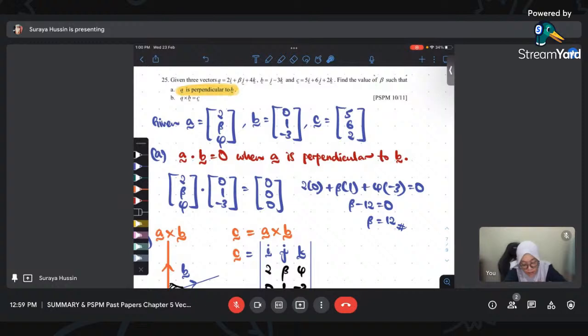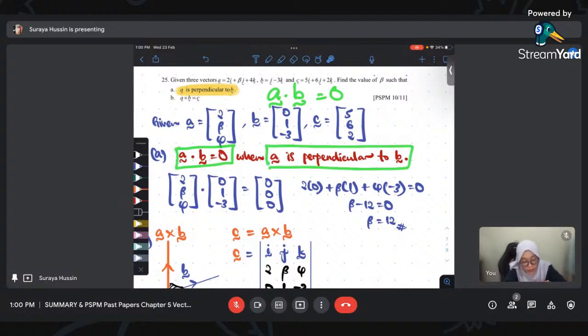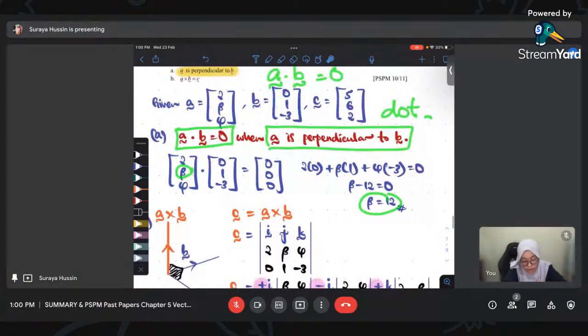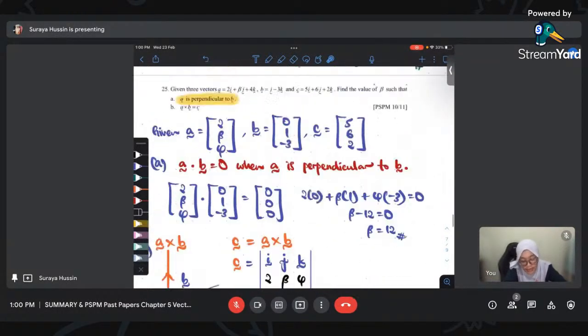So do you remember perpendicular adalah cos 90 degree. So cos 90 degree adalah dot product. Dot product adalah A dot B equal to 0. And so you gotta use A dot B equal to 0 sebab you faham dot product punya concept, and so you can find your beta successfully. Sebab dia yang kata A is 90 degree to the B factor, and so you faham dia dot product.